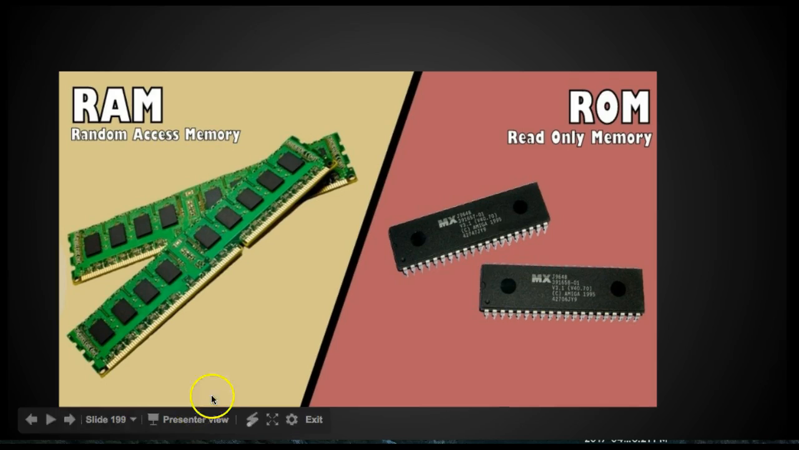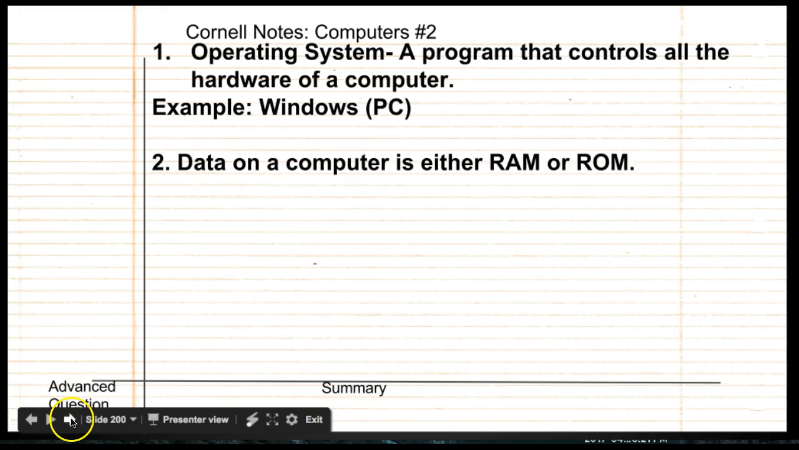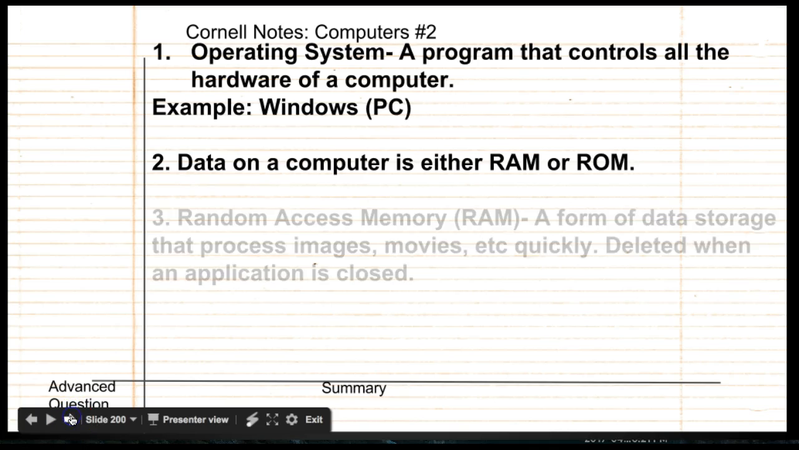Usually when you turn off the computer, whatever's in the RAM gets deleted, but whatever's in the ROM does not. So your files that you store away are stored in ROM, which is kind of like long-term memory in us humans. And RAM is like whatever you're thinking of at the minute, which would be more like short-term memory. Having said that, let's move on to 3 and 4.